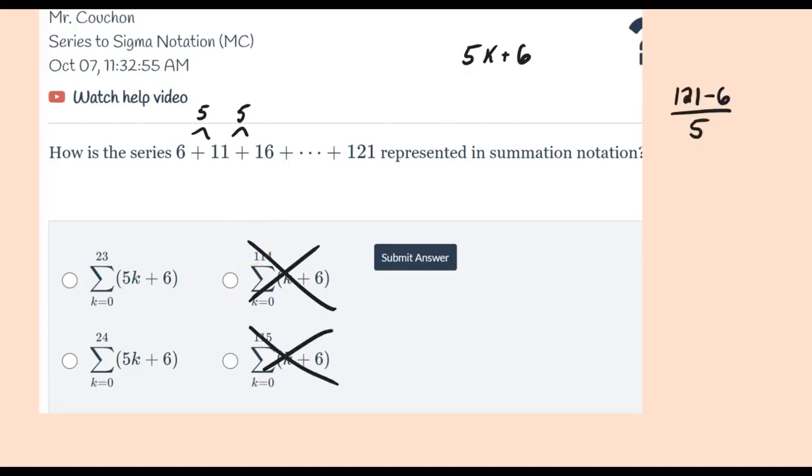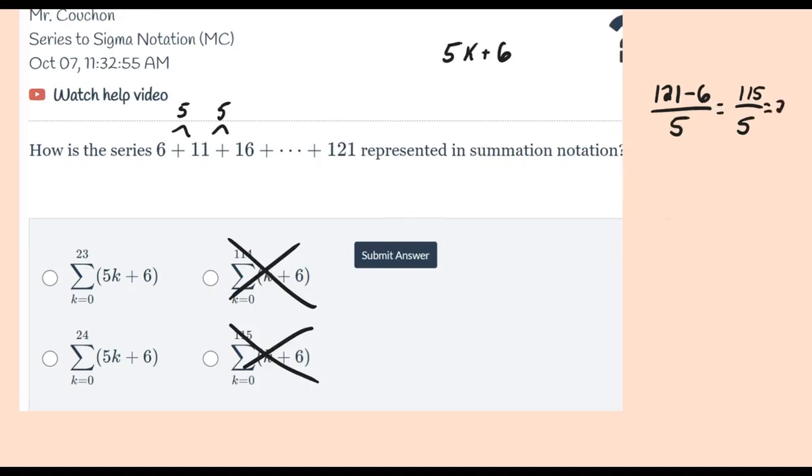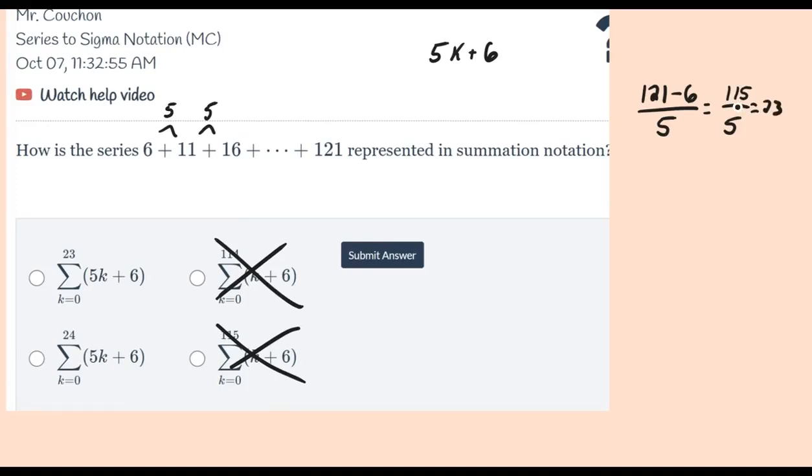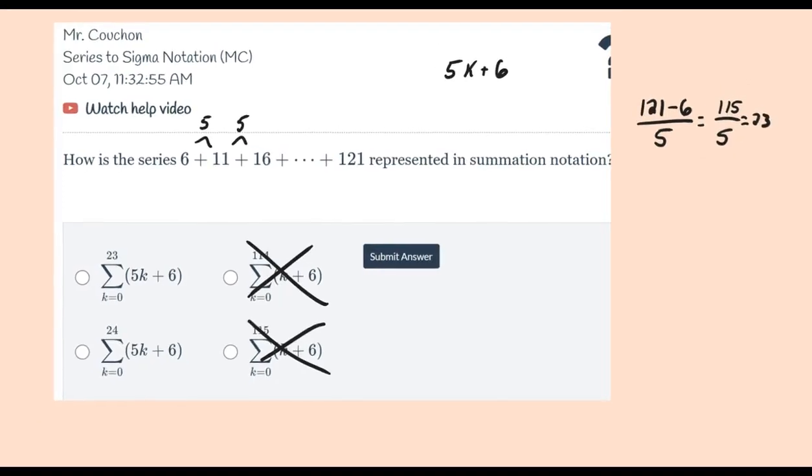Then I take the high term, subtract the low term, and divide by the difference. 121 minus 6 is, oh my goodness, 115. And 115 divided by 5, I'm pretty sure, is 23. Now, because we are dealing with a sub 0 term, that's the value we're going to. 23 is what we're going to, so that would be the solution right there.